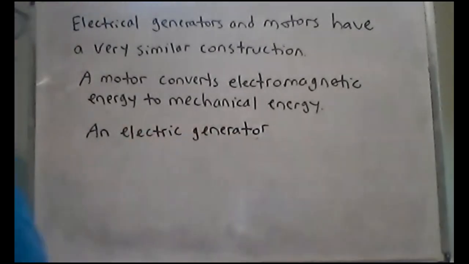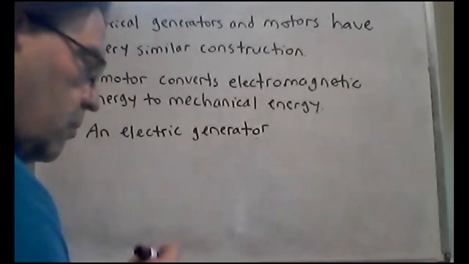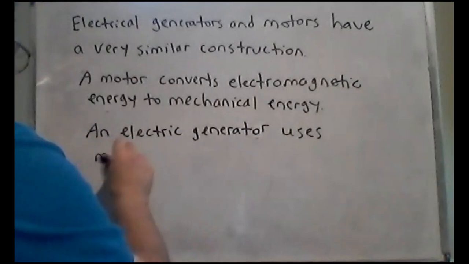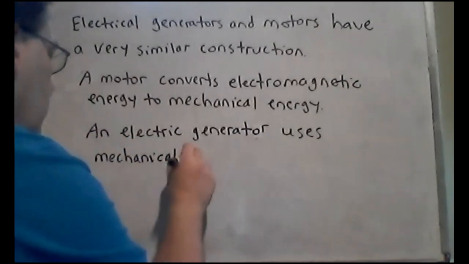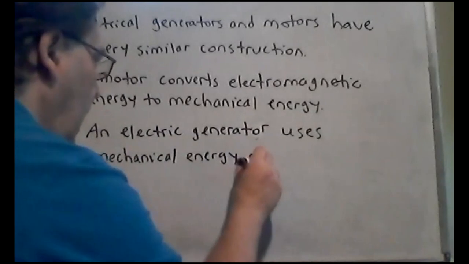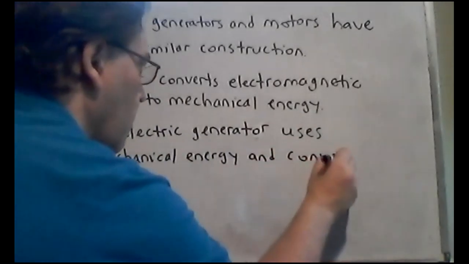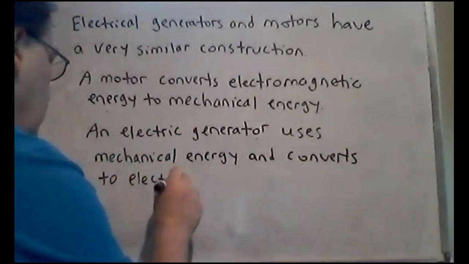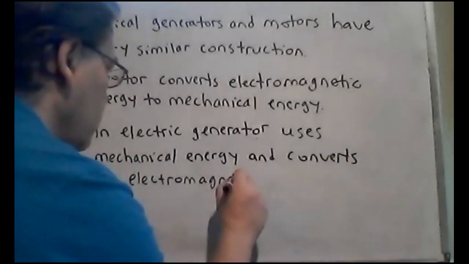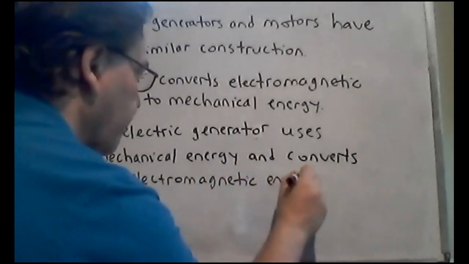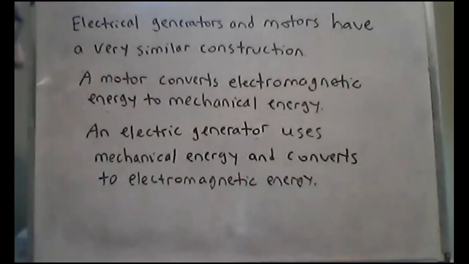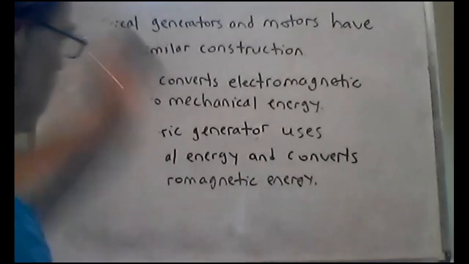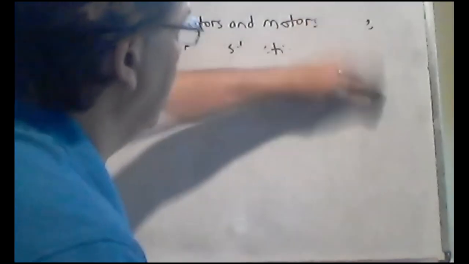So an electric generator uses mechanical energy and converts it to electromagnetic energy. But they look very similar. All right, so they're very similar in construction. Now, let's go back to the motor. So again, that was a chapter 21 topic.